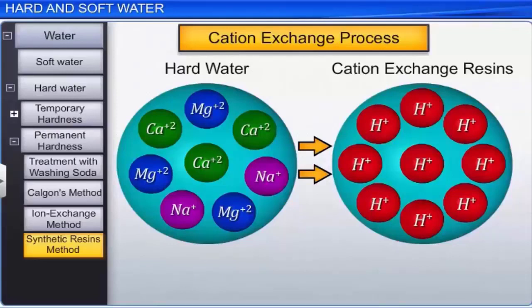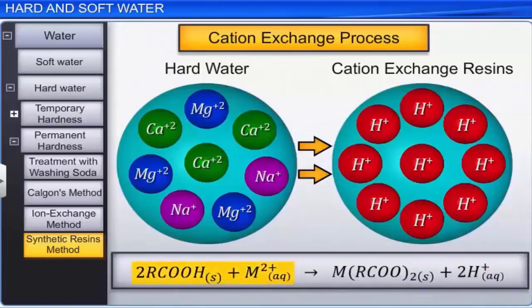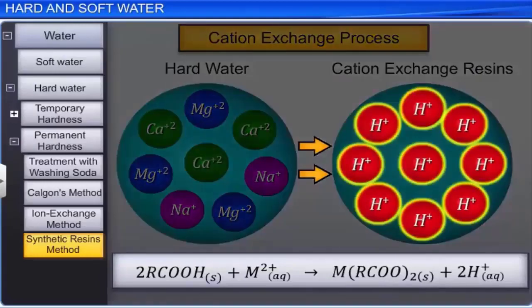The reaction that takes place is 2RCOOH in solid state plus M2+ in aqueous solution gives (RCOO)2M plus 2H+ ions in aqueous solution, where M2+ is a calcium or magnesium cation. Since this reaction releases H+ ions, it makes water acidic.